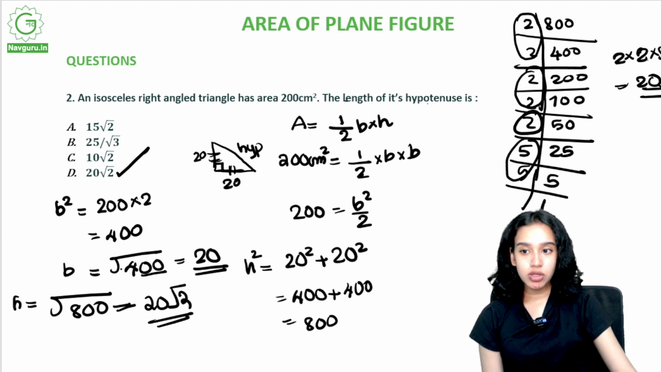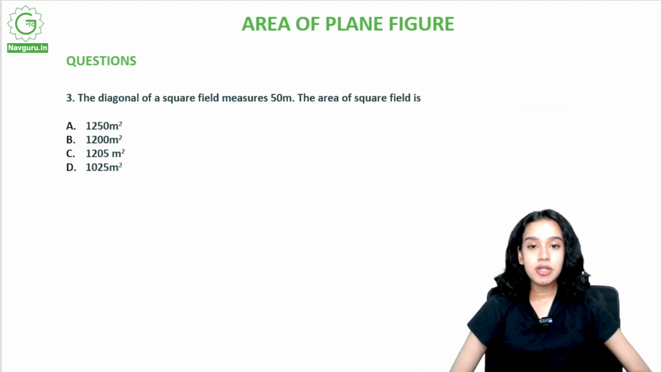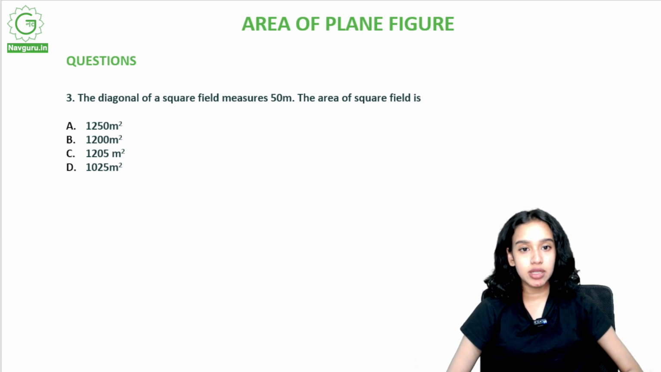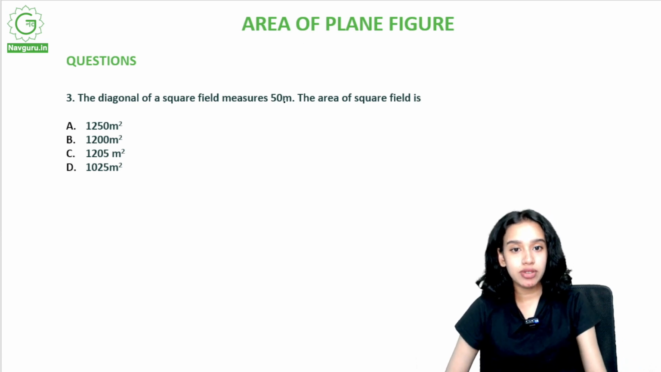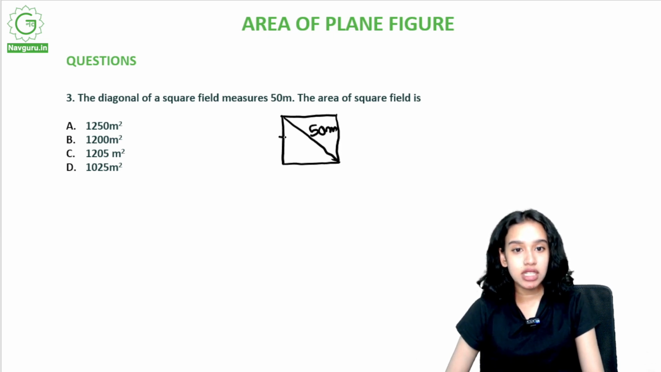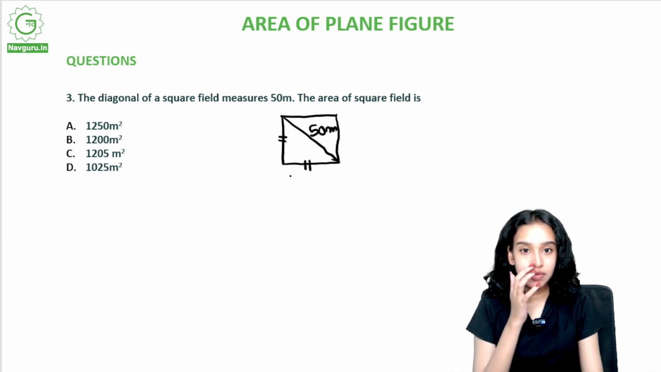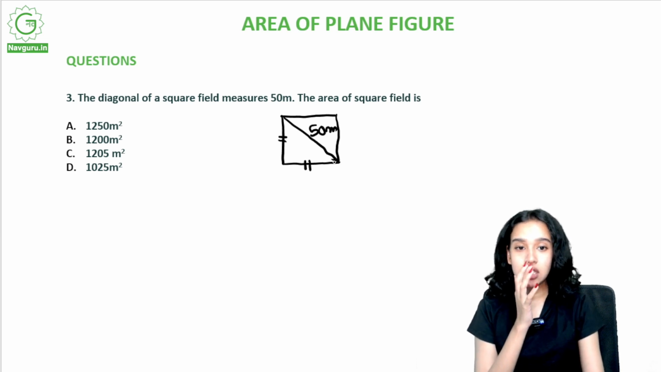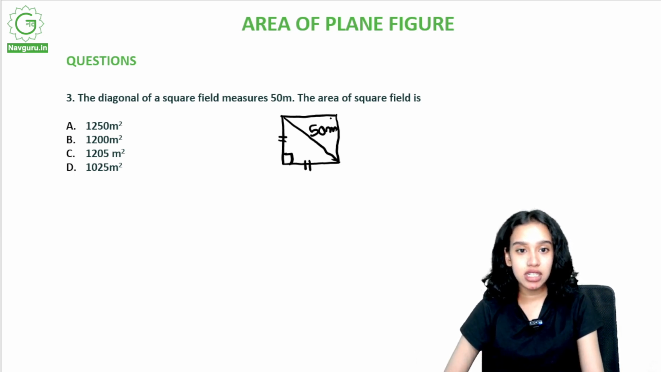Now, let's move on to the next question. The diagonal of a square field measures 50 meter. The area of the square field is. So, we have a square field, right? We have a square field with a diagonal 50 meters, right? Now, this side and this side are equal, right? Now, what is this triangle? This is 90 degrees as it's a square. Everything is 90 degrees. Now, this side and this side are equal and this is equal to 50.